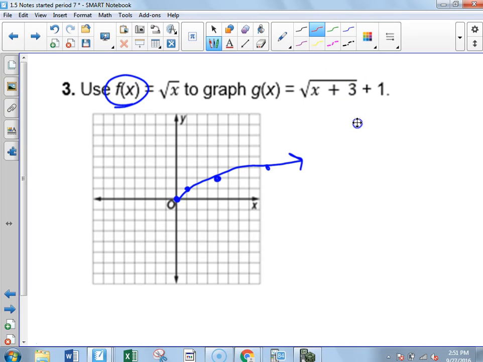What are the two things that happen? Remember, anything that happens inside here is kind of the opposite of what it seems. So it's left 3. So every single point we graphed should go left 3, up 1.